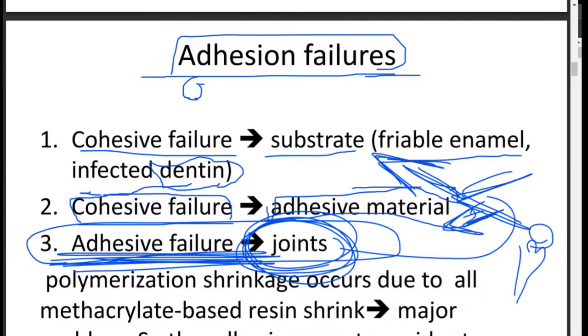This is a joint, and we can see that the adhesive failure might occur between these two joints, and the cohesive failure will happen right in between these two bones or structures at the enamel.